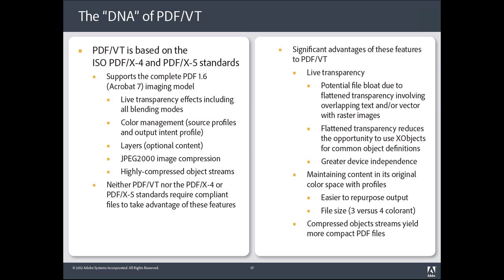Certainly, maintaining content with the original color space allows for repurposing of output. And also, if you maintain imagery, let's say you originally shot with digital cameras, everything's shot with digital cameras these days, right? Three colorings versus four, you're definitely going to have a smaller file size. And when you start talking about many gigabytes or possibly terabytes, that is important. Okay, and certainly compressed object streams yield more compact PDF files. So you might as well use these capabilities.